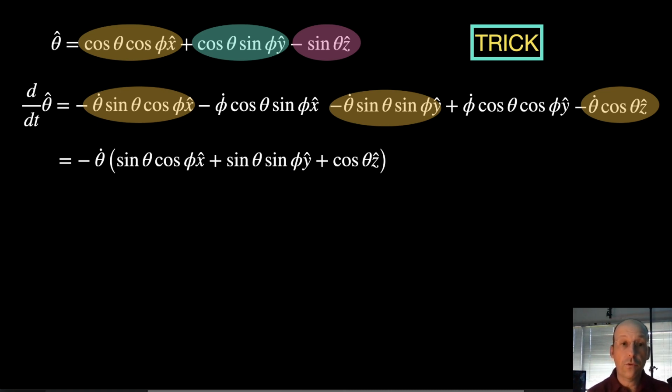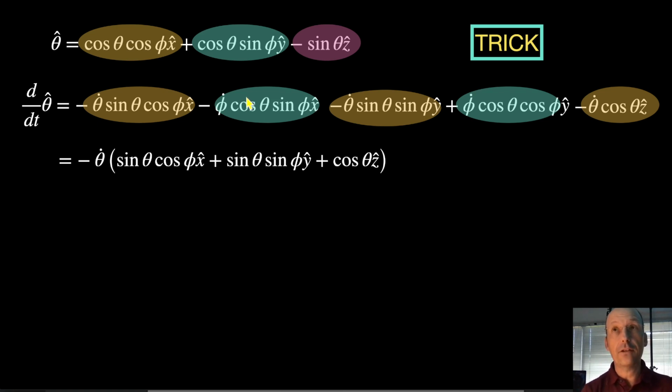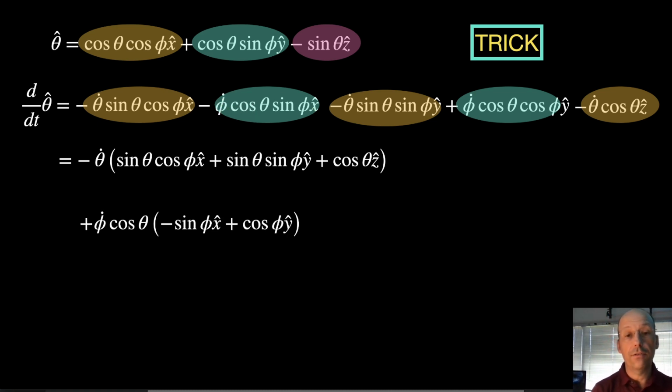Okay, so now for another trick, I can factor out, both of these terms have a phi dot cosine theta. So let's factor out phi dot cosine theta right here. So I have phi dot cosine theta. I'm left with negative sine theta sine phi, and then here I'm left with cosine phi y hat, and that had x hat.